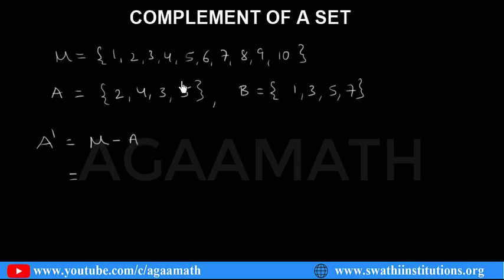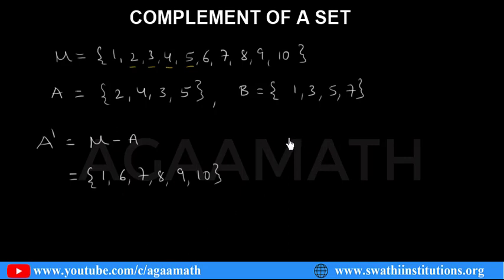So A's elements are to be excluded from the universal set. What are the elements to be excluded? 2, 4, 3, 5 from the universal set. Except these, all are to be considered. So A complement is 1, 6, 7, 8, 9, 10.